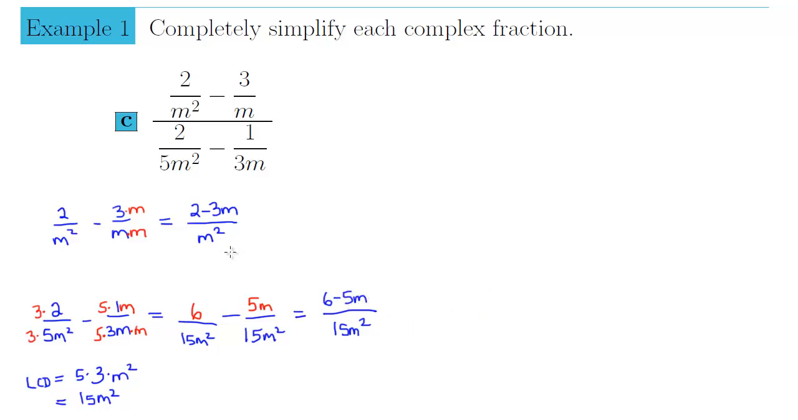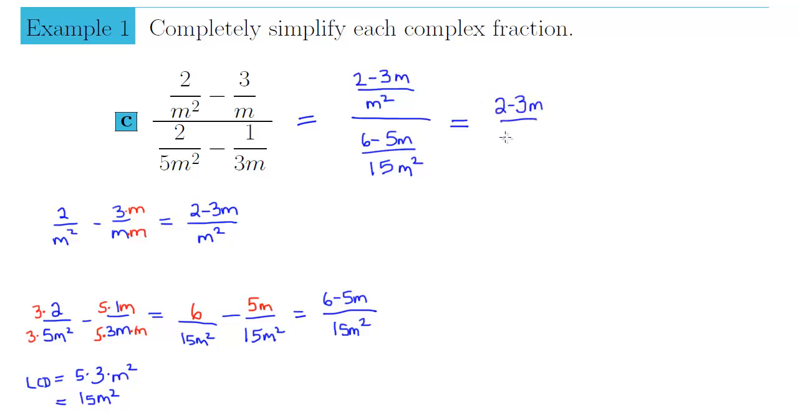All right, so now we have a single fraction for our numerator and a single fraction for our denominator. So let's rewrite our complex fraction to have these new simplified fractions. So our numerator becomes 2 minus 3m over m squared, and our denominator becomes 6 minus 5m over 15m squared. What do we do now? Well, now we divide. Top fraction divided by bottom fraction. And how do we divide fractions? Well, we invert the second and multiply.